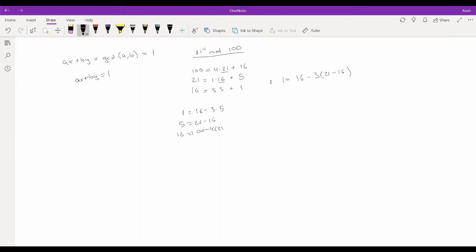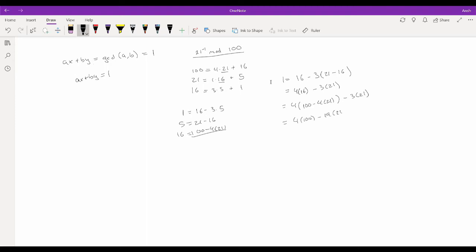So we get that 1 equals, if we expand this, 4 times 16 minus 3 times 21. And this is equivalent to saying, since we know that 16 is 100 minus 4 times 21, it's 4 times (100 minus 4 times 21) minus 3 times 21, which is 4 times 100 minus 19 times 21. And this equals 1.